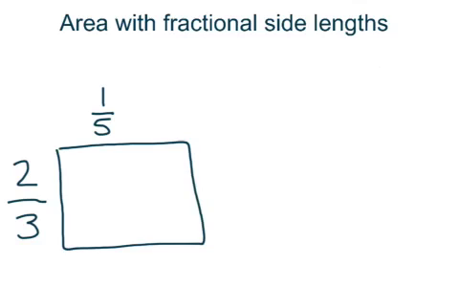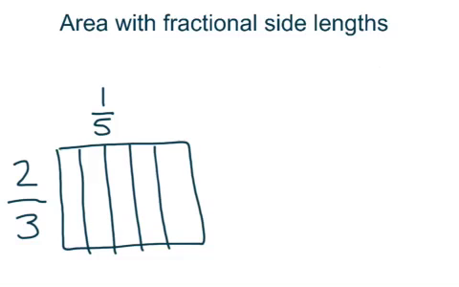Let's go ahead and try another one. So this time we have the fraction 1/5 on one side and 2/3 on the other. So the first thing I'm going to do is break this into columns. And I see, based on my fraction, I'm going to need it in 5 sections. 1, 2, 3, 4. I have 5 sections here.